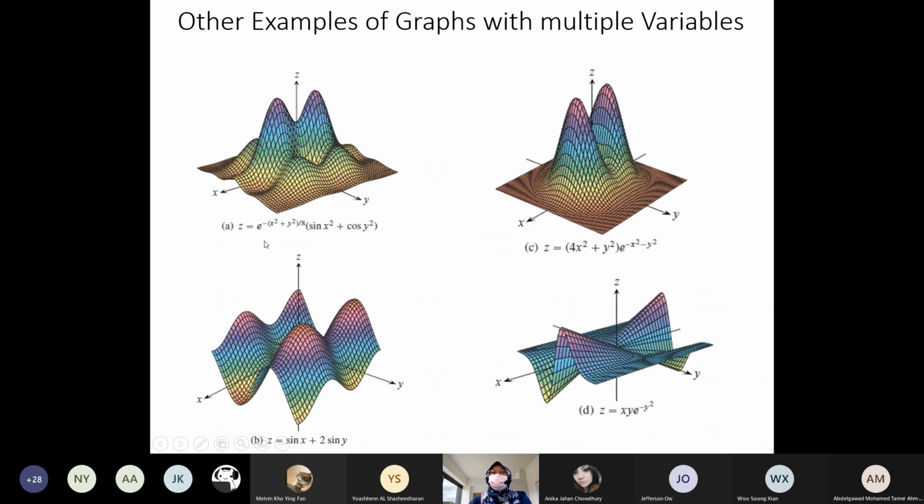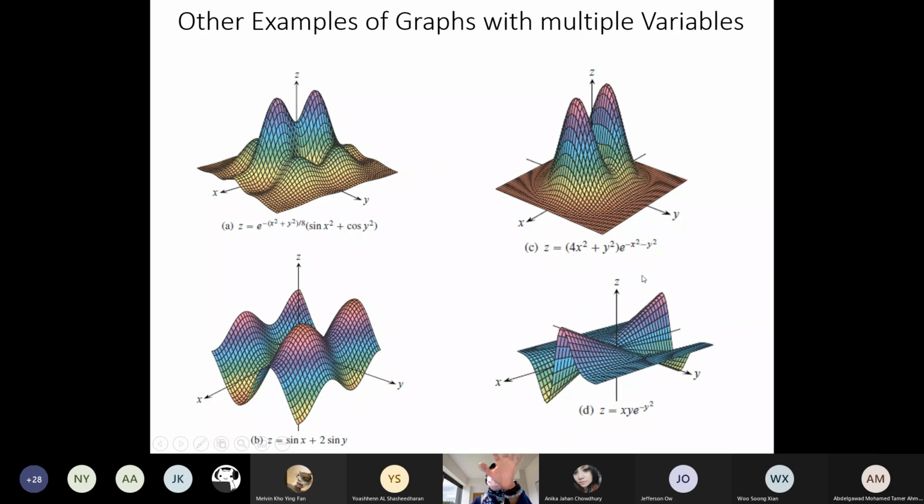Okay, for example, here you have e to the power of x and y, and then you multiply with sine x and cosine x. So the graph will look like this one. When you have e to the power of x and y and you have another function of e, the graph will look like this shape. So from this shape, how can we derive the function?